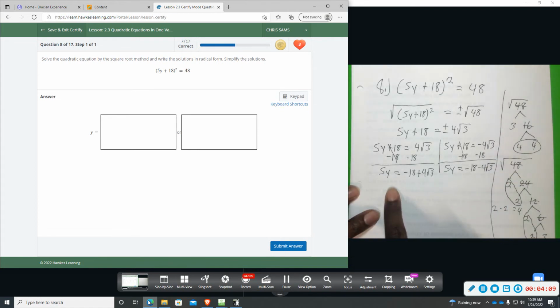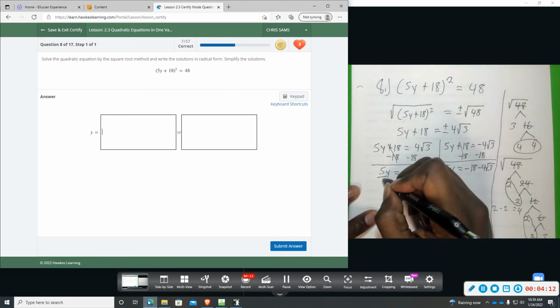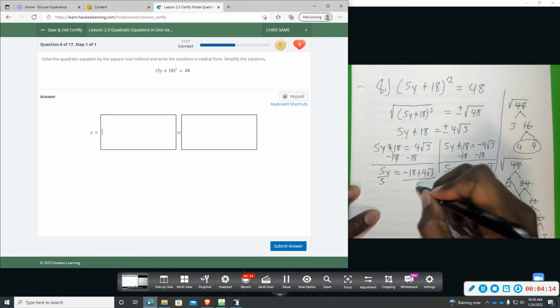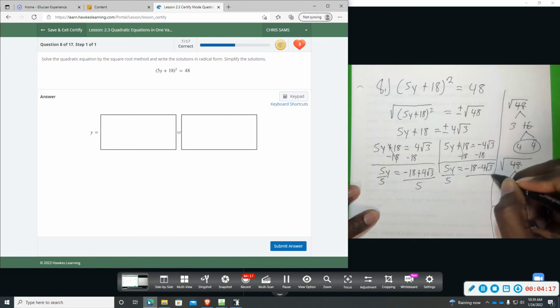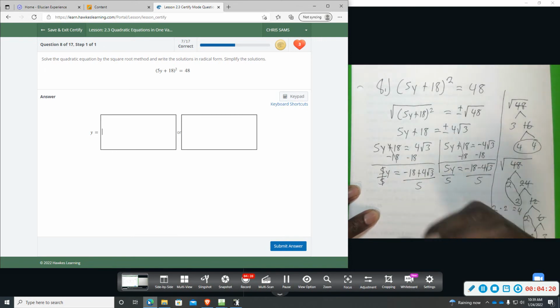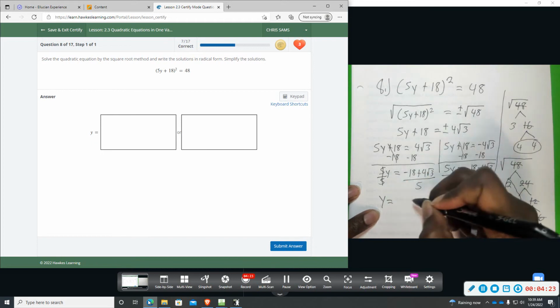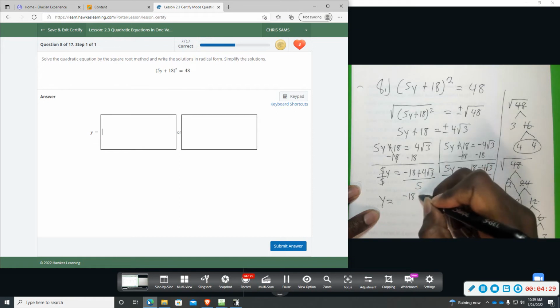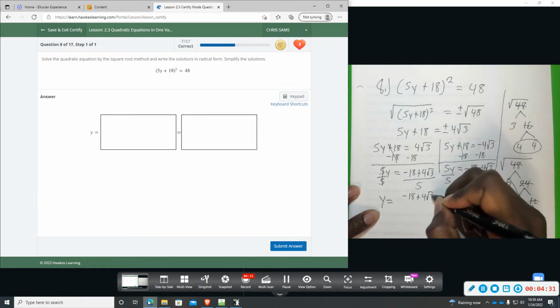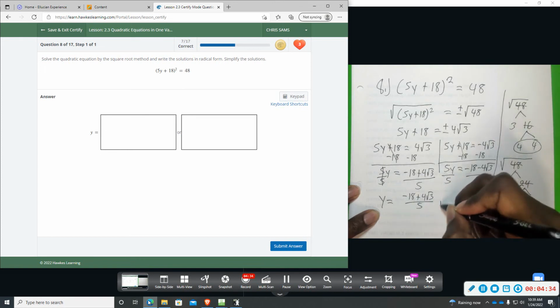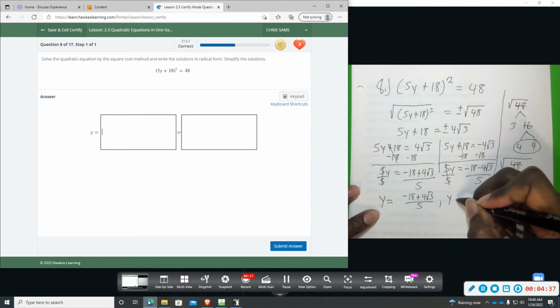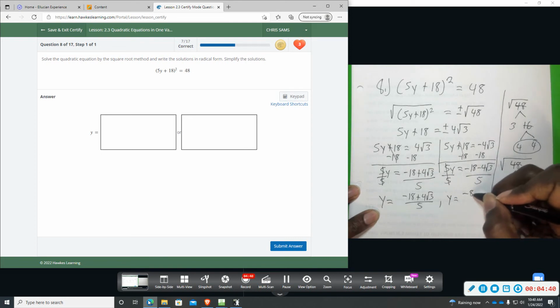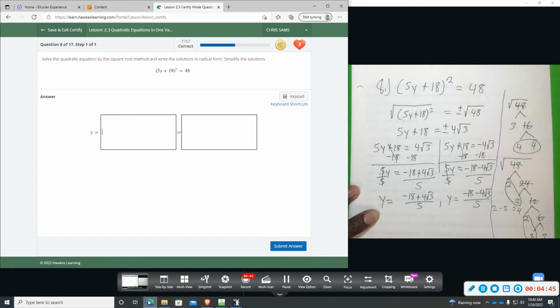Alright, and then our last step, we got to get rid of the 5 on the y. So we're going to divide by 5 on both sides. 5 divided by 5 is 1, so we end up with y equals negative 18 plus 4 square root of 3 divided by 5, and then the other one is y equals negative 18 minus 4 square root of 3 over 5. So these will be our 2 solutions here.